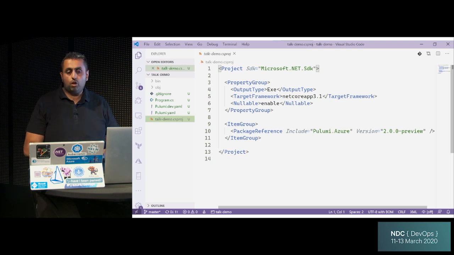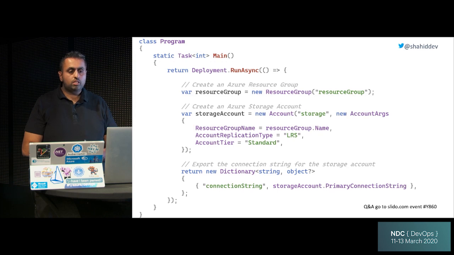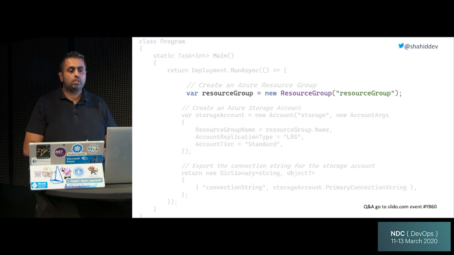So let's dive into the code. There's been enough talking. So this is the Program.cs. And what we're looking at here is the entry point to the application. And what we can see, first of all, is we're creating a resource group. So we're doing new ResourceGroup, and that ResourceGroup object is coming from the Pulumi NuGet package. And we're passing in a string as the name of the resource. And we're creating a variable.